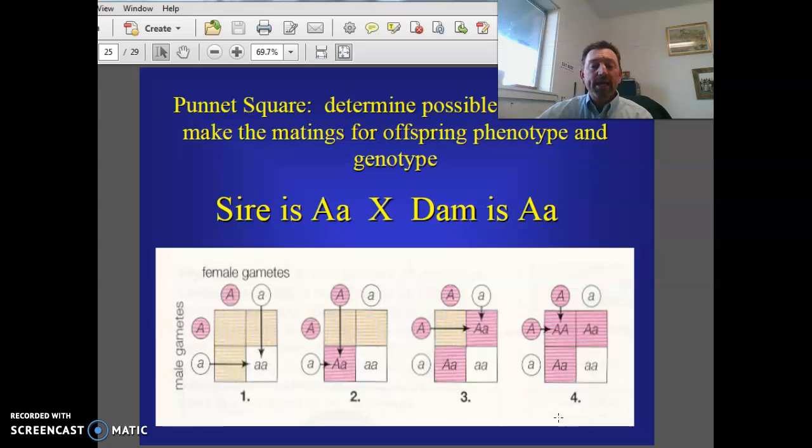When we look at this, we can then determine what percentage or what chance we have of getting certain phenotypes, and the phenotype is what it looks like. Genotype is actual gene makeup. Phenotype is what our animal is going to express. In this case, we would have 3/4 of them being black and 1/4 being red.